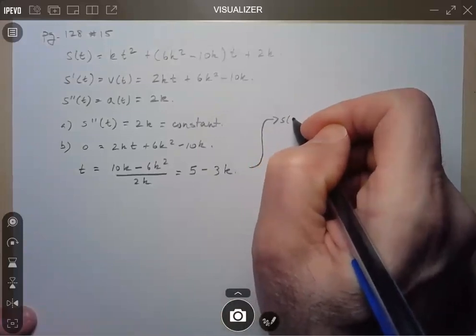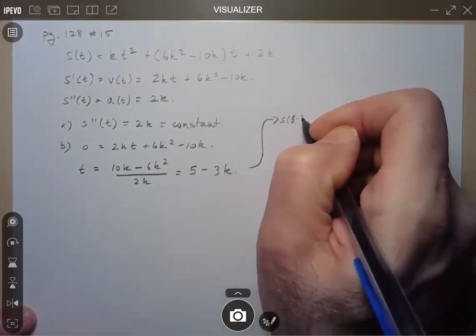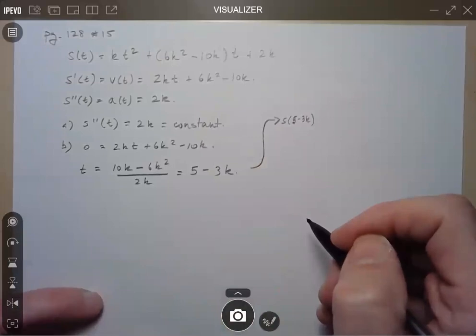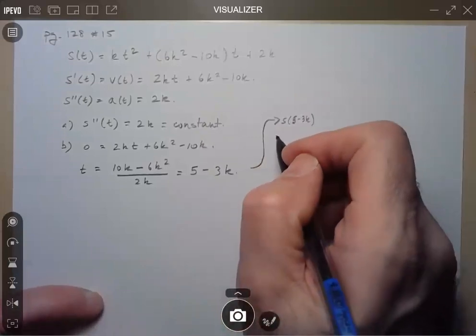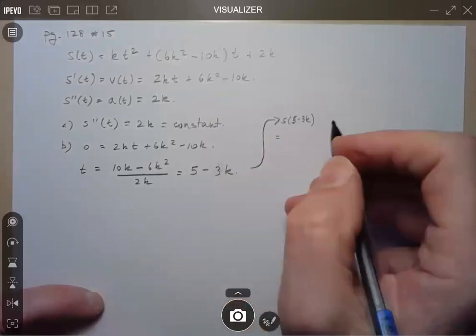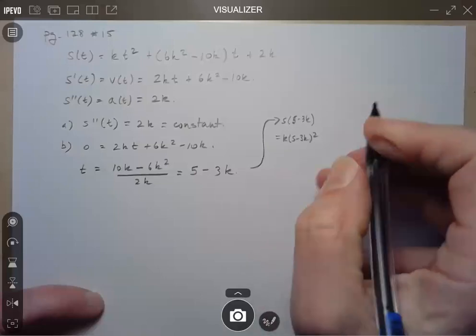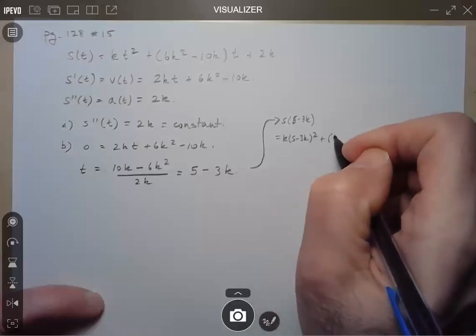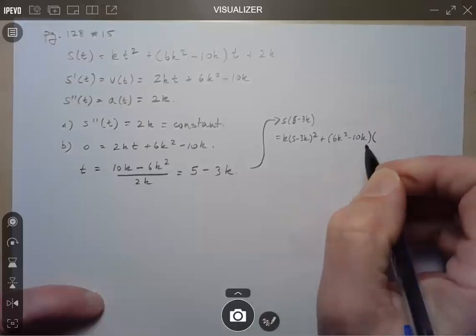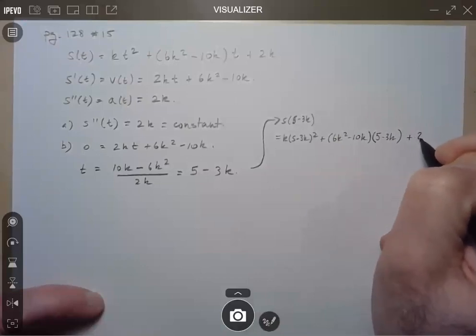So I'm just going to put in for t, 5 minus 3k. This is going to be pretty messy, so I'm going to have you folks keep an eye on this as I go down here, so I've got a little more room to write it out. So k times 5 minus 3k squared, and then plus 6k squared minus 10k times the t value, which is 5 minus 3k, and then plus 2k.